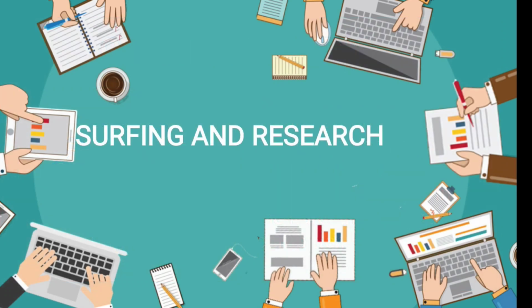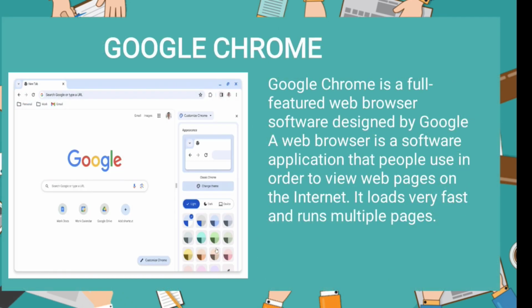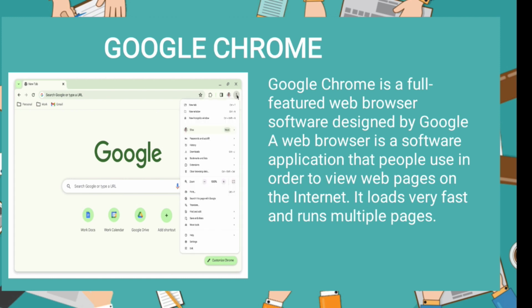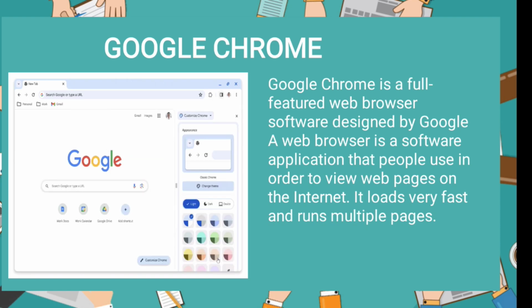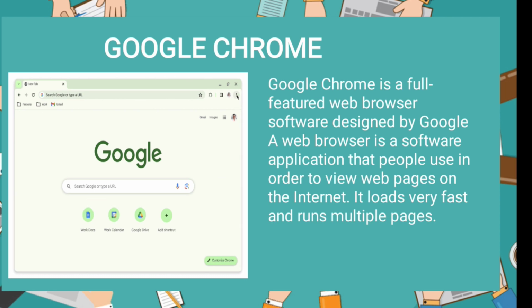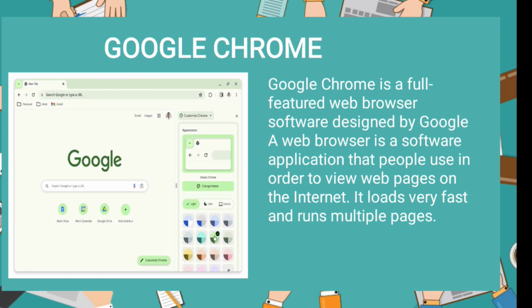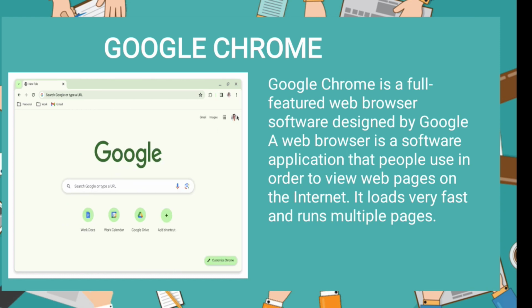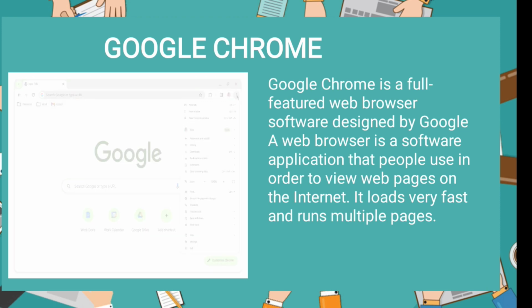For surfing and research, you need Google Chrome. So what is Google Chrome? It is a full featured web browser software designed by Google. A web browser is a software application that people use in order to view web pages on the internet. It loads very fast and runs multiple pages. Google Apps run particularly well in this browser. Chrome is a free open source browser and can be downloaded online at the web address www.google.com/chrome.